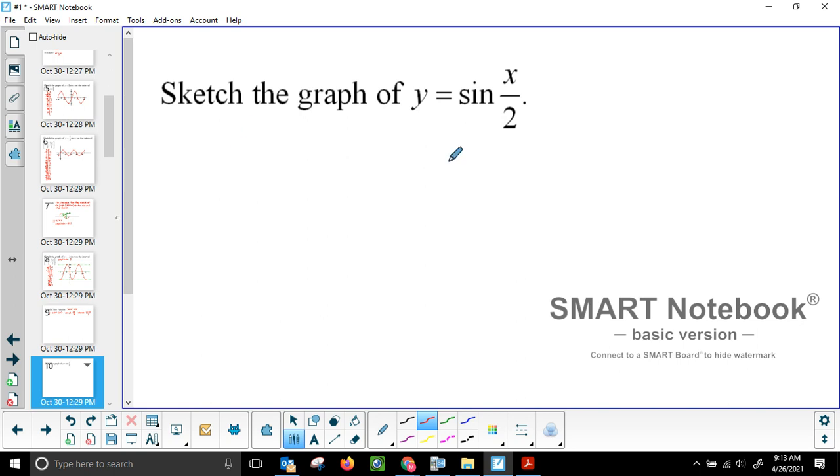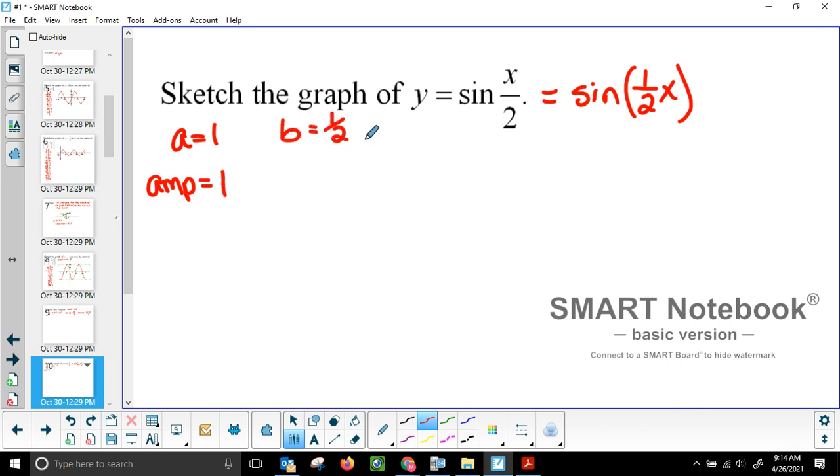Okay, so sketch the graph of y equals sine of x over 2. Now we do have to be smart enough to figure out here that this is really the same thing as the sine of 1/2 x. So what is my b in this case? 1/2. What is my a? 1, yeah. So a is equal to 1. So that tells us that our amplitude is 1.